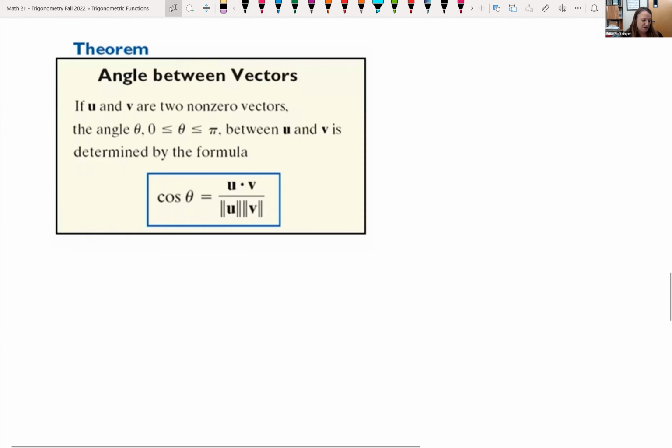Okay, so we just showed with the law of cosines that the angle between two vectors, u and v, that are two non-zero vectors, ends up having to be between and including zero and pi. And the formula, we just derived it, is cosine of theta is equal to u dot v all over the magnitude of u times the magnitude of v.